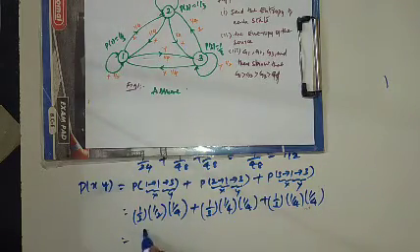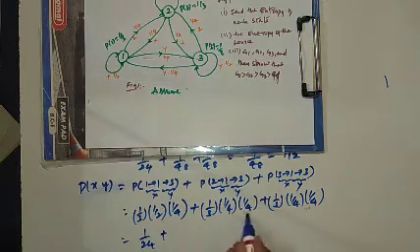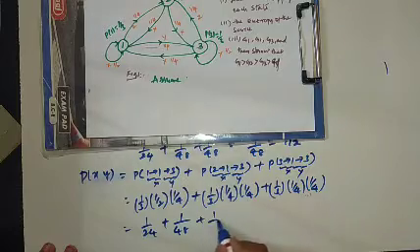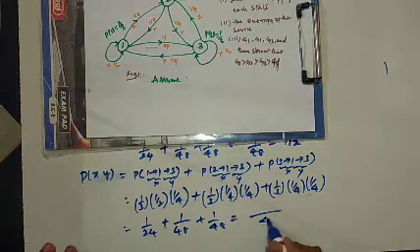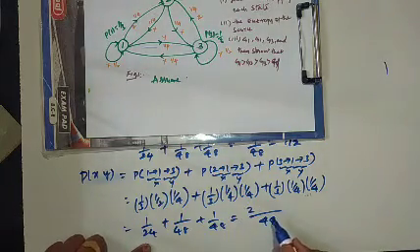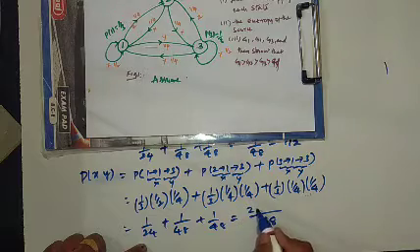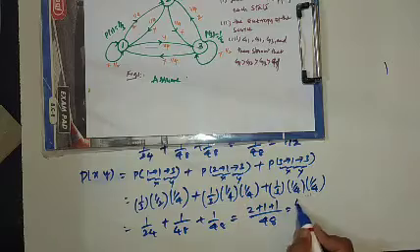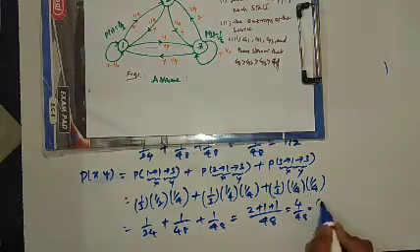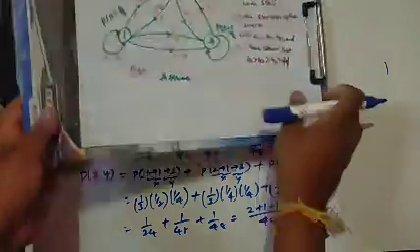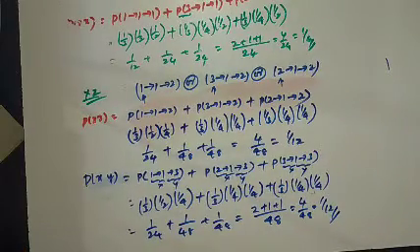This becomes 8 into 3, 24, so 1 by 24, and 4 into 4, 16 into 3, 48, so 1 by 48, plus 1 by 48. The denominator 48 is the LCM. Since 1 by 24 is there, that is 2 by 48, plus 1 by 48, plus 1 by 48, so it is 4 by 48, that is 1 by 12. The probability of occurrence of xy is 1 by 12. This is the steps how we should solve.